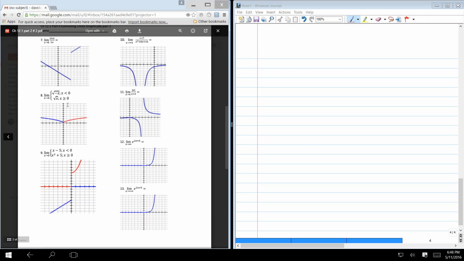Number 8. What's the limit of, let's see, the blue function is when x is less than 0. The red function is when x is greater than 0. So what is the limit at x equal 0? Would it be 0? Yes, it is. This is weird. But still, the only way to answer it is, what is it from the left? 0. What is it from the right? 0. Therefore, the limit at 0 is 0.